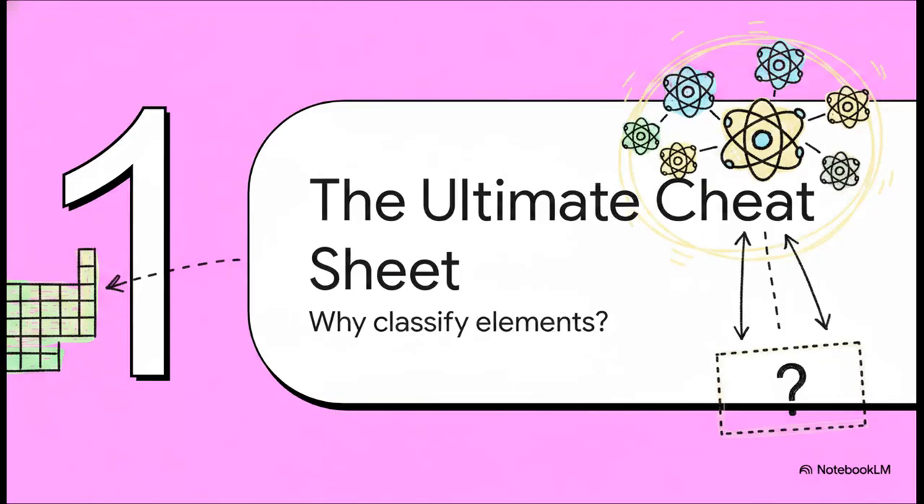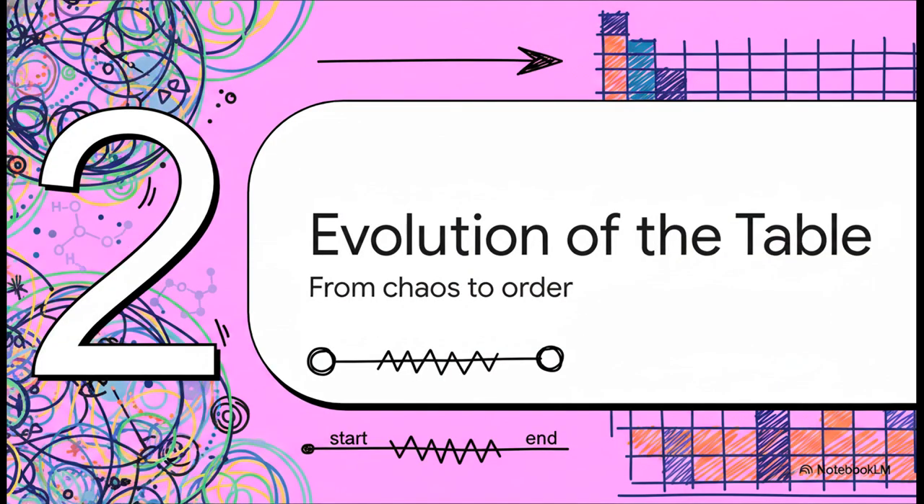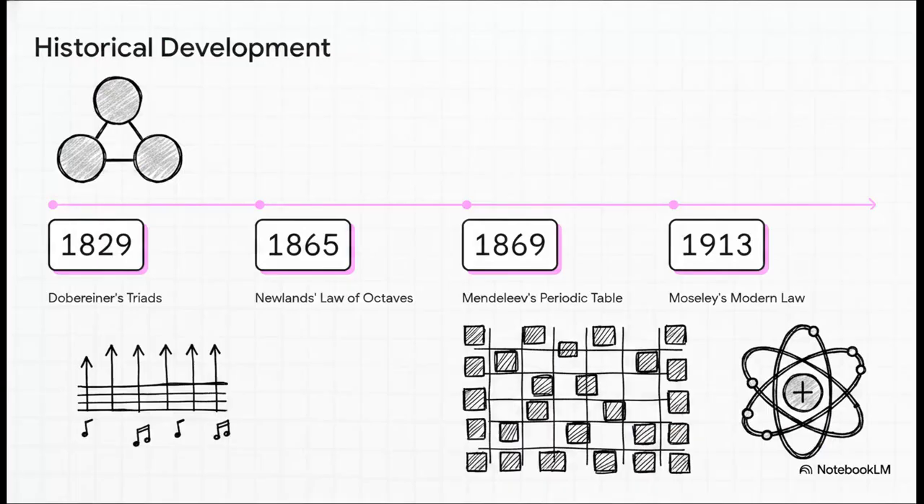Section 1. The ultimate cheat sheet. Why even bother with classification? Section 2. Evolution of the table. From chaos to order. Humanity made some really fascinating attempts to solve this massive data problem and efficiently group similar elements together over the years.